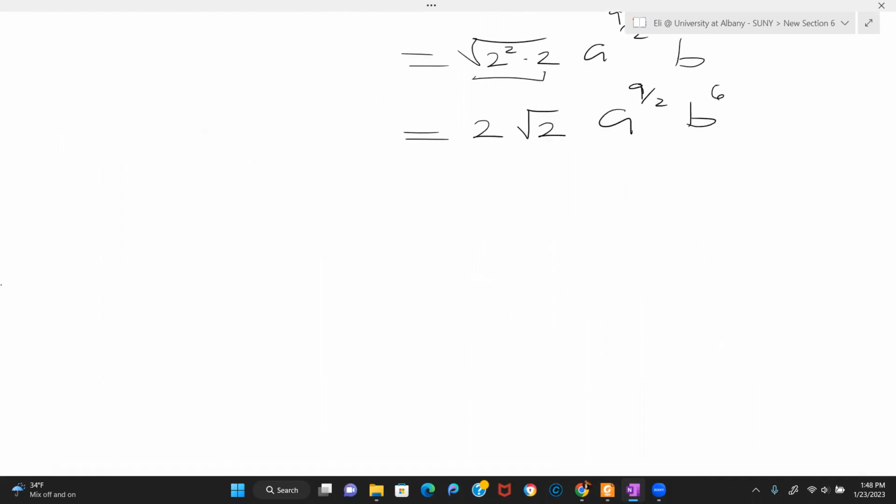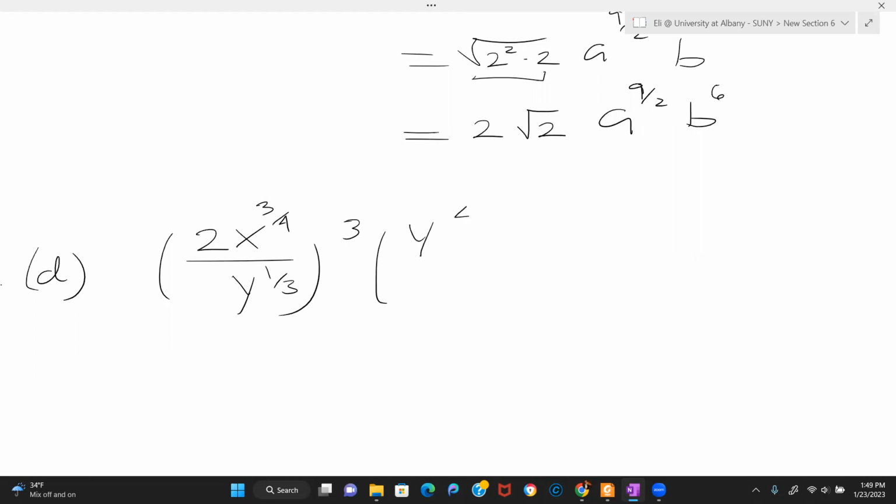All right, so the last part, this is part D of this example. We have two fractions we're multiplying, so it's 2 to the x raised to the 3/4 over y to the 1/3, and this whole fraction is raised to the third power, times y to the 4th over x to the negative 1/2. So let's first deal with this, because we have this fraction to the third power. And we have x to the negative 1/2, so that means you flip that into the numerator.